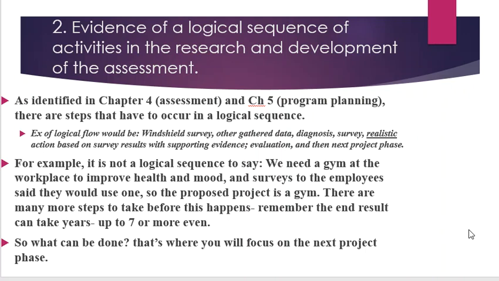Next, evidence of a logical sequence of activities in the research and development of the assessment. As identified in Chapter 4, which is your assessment chapter, and then Chapter 5, which is your program planning chapter, there are steps that have to occur in a logical sequence in planning. So you start with a windshield survey, then you gather other data, you come up with a diagnosis, you deliver your survey questions, and then a realistic action based on the survey results with supporting evidence, evaluation, and then the next project phase.